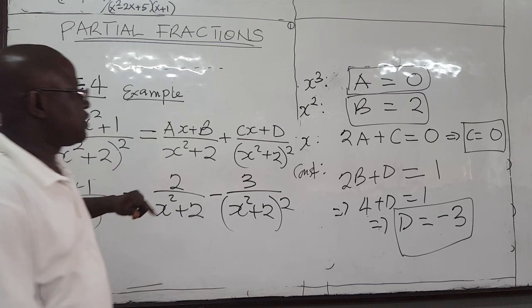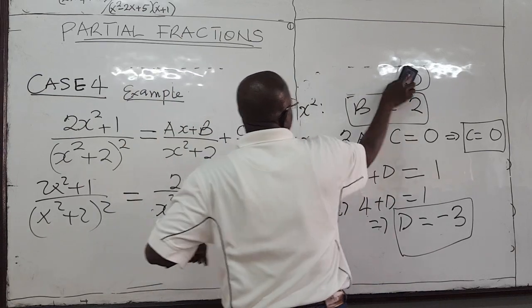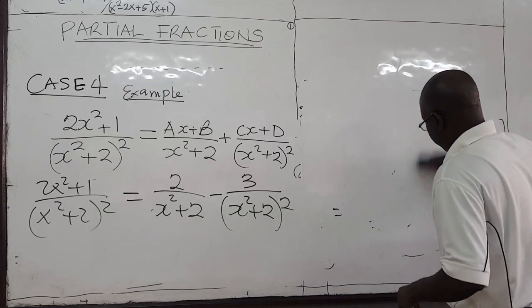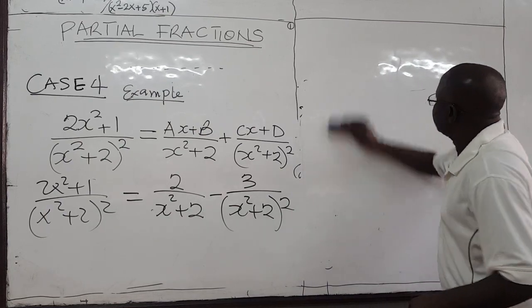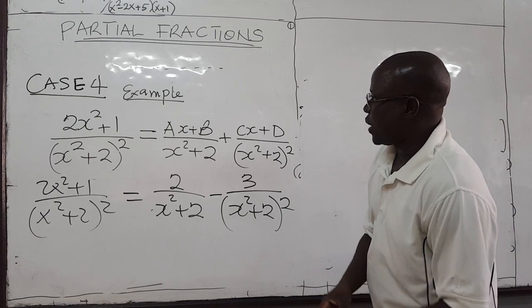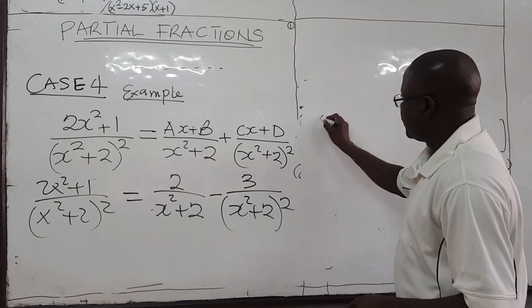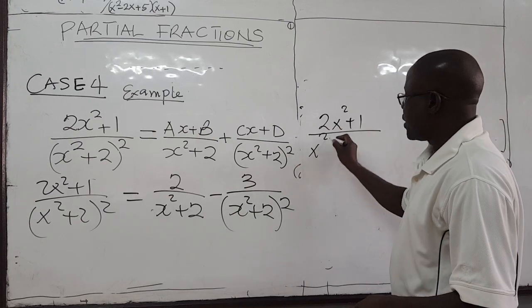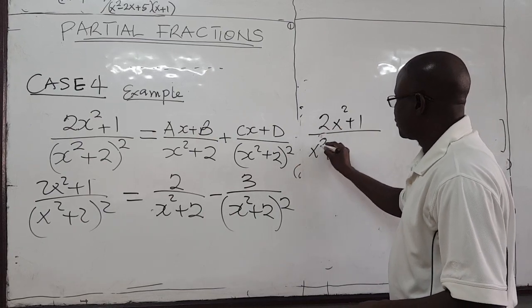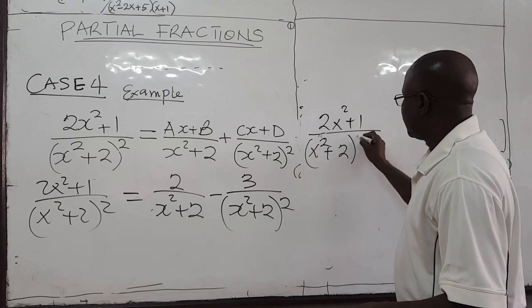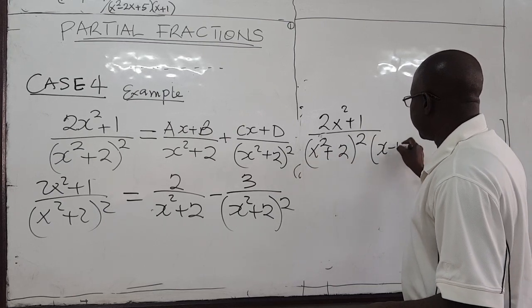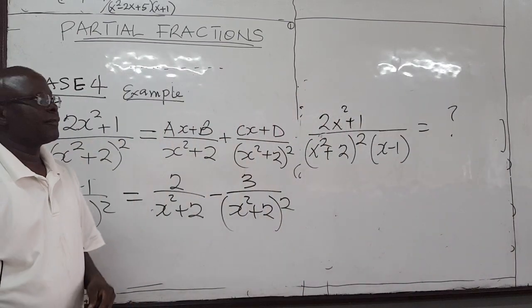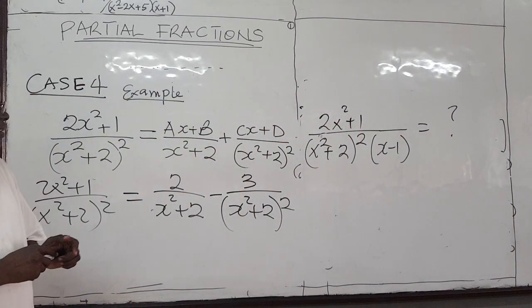Okay, so try. Suppose this was different. I'm going to give you an assignment now. Suppose this was this. How will you do it? So work through this one. You have 2x squared plus 1 over the same x squared plus 2, all squared, multiplied by x minus 1. So that's an assignment for you.